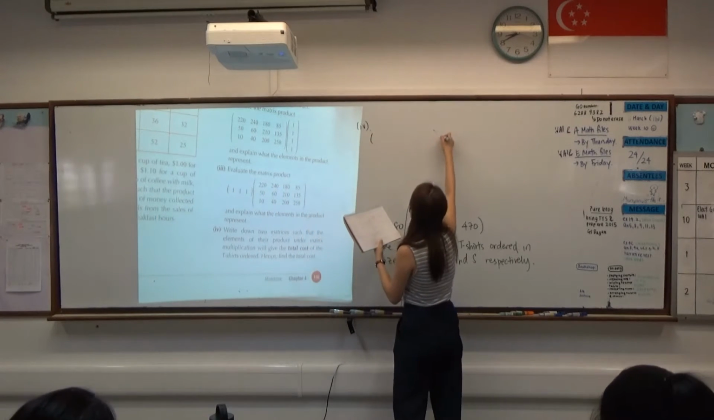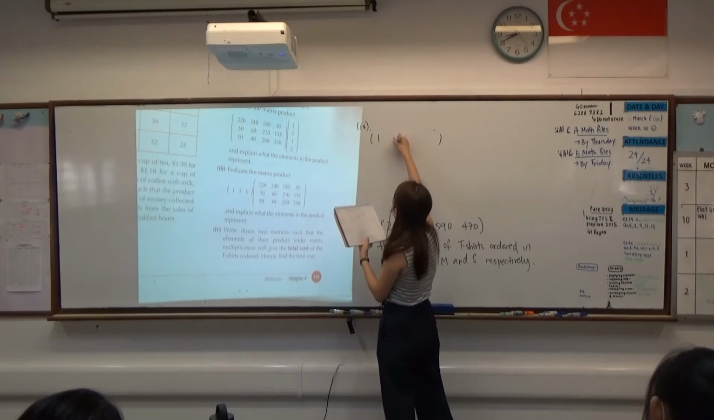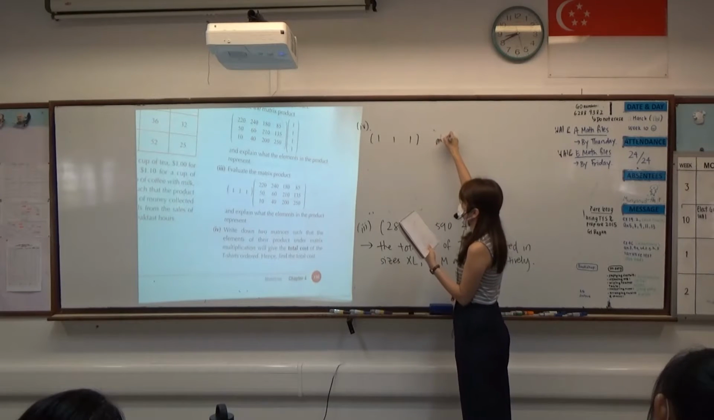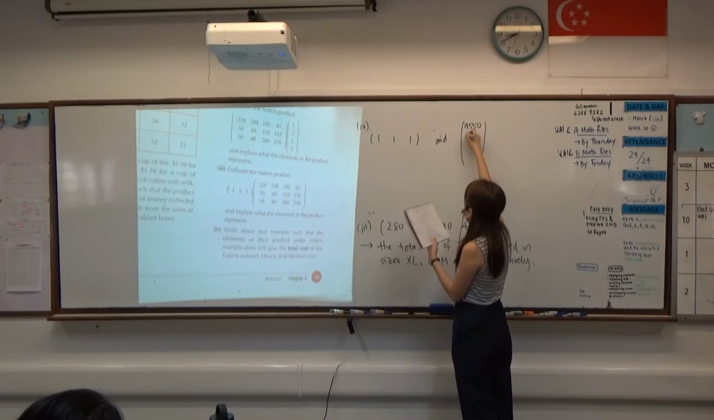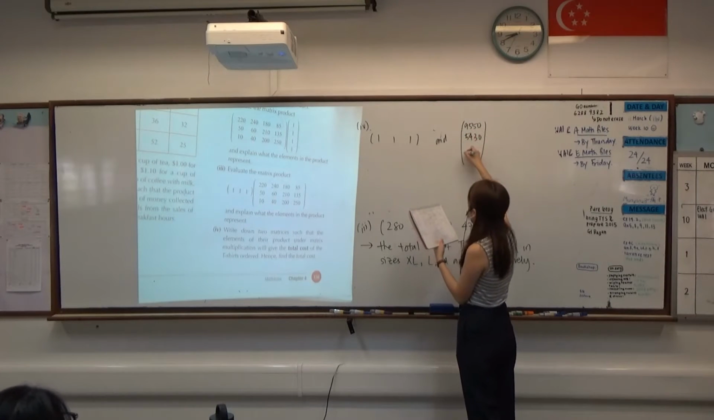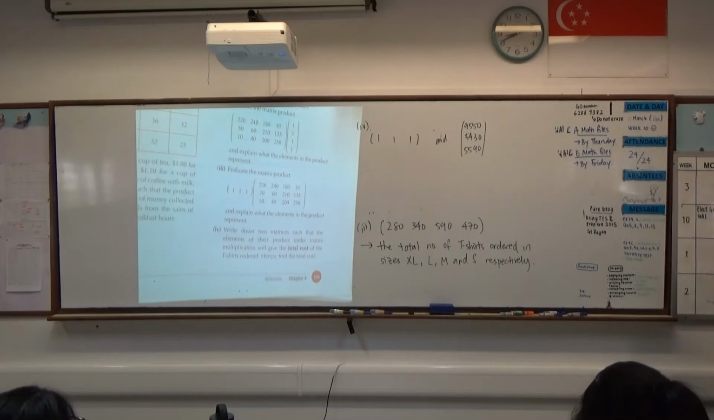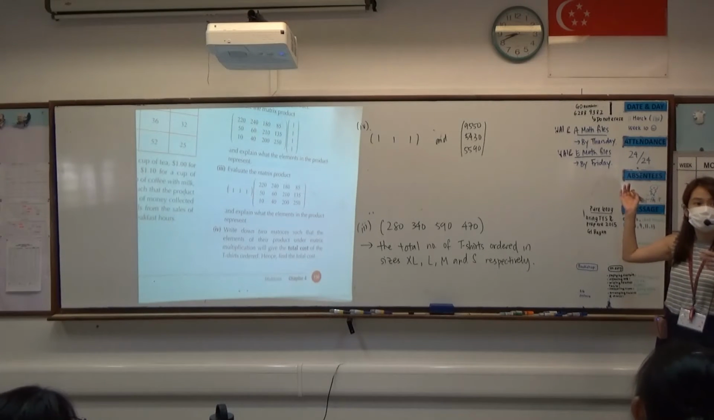1 by 3, yes: 1, 1, 1. The second one is a 3 by 1: 9550, 5430, and 5590. Okay. Alright, so did any of you get the same pair of matrices as Jaren? Okay, a few of you.